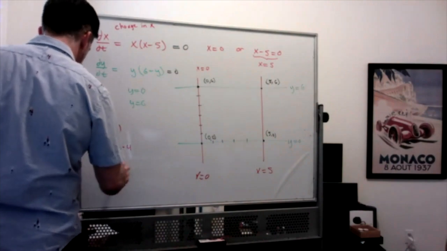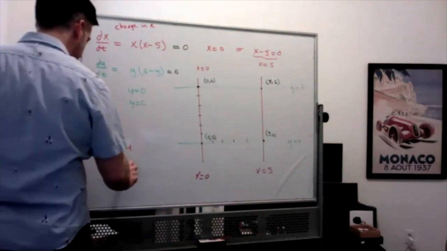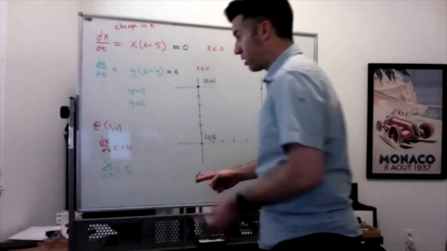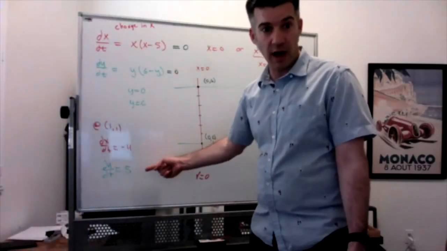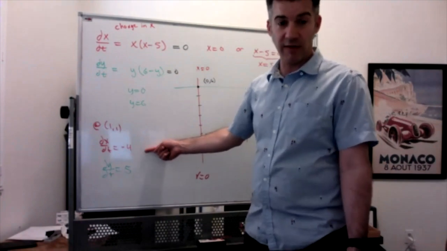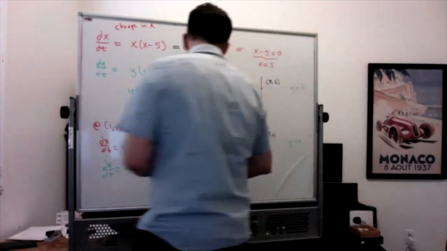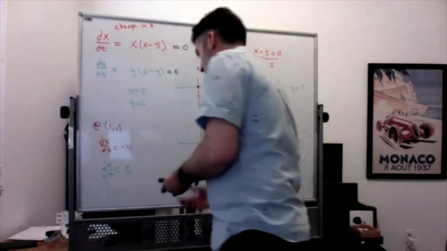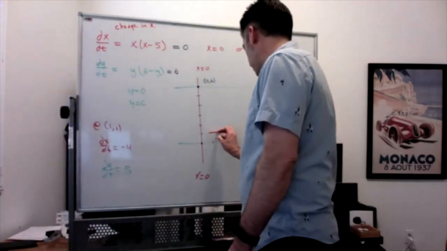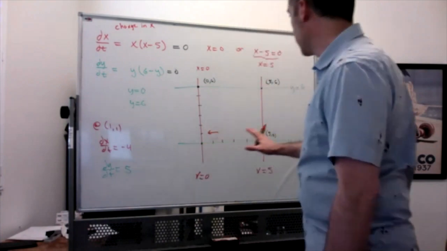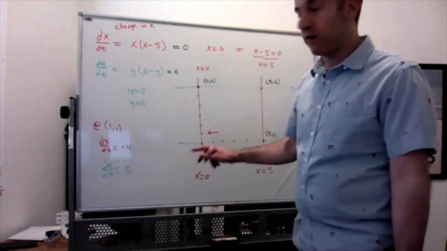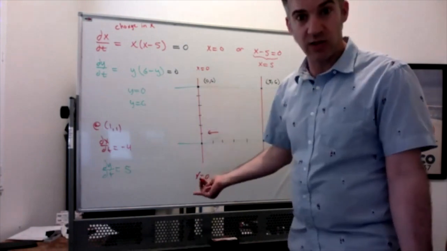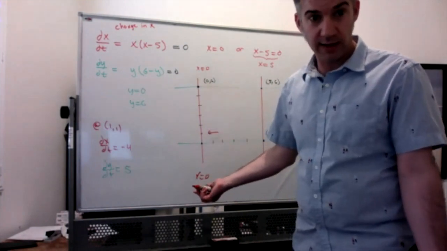is going to equal 1 times 6 minus 1, which is 5. So I know that at the point 1, 1, we're going to be going left and up, because dx dt is negative and dy dt is positive. Now here's the thing. Here I'm going left, and until you cross one of the nullclines, specifically one of the x nullclines, you don't change your left or rightness.